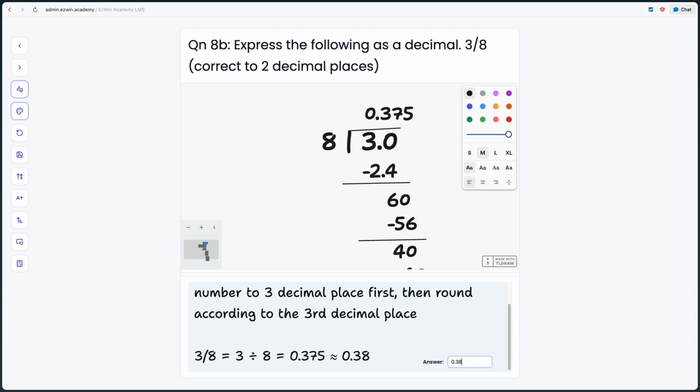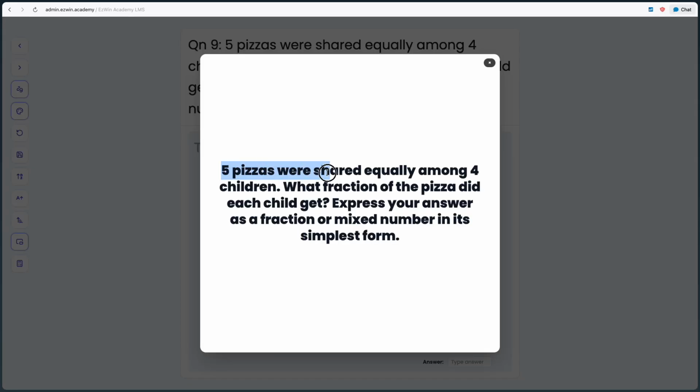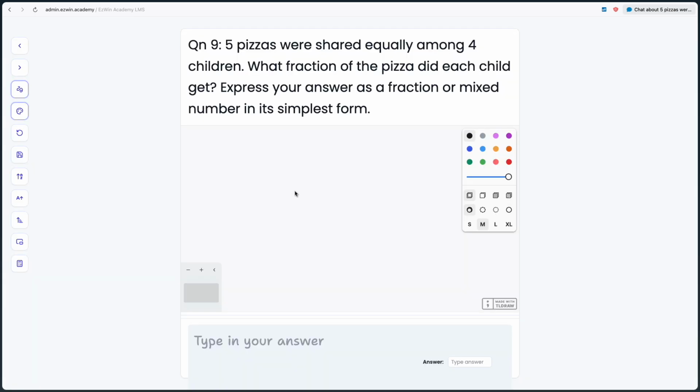All right, let's move on to the next question. Question 9. 5 pizzas were shared equally among 4 children. What fraction of the pizza did each child get? Express your answer as a fraction or mixed number in its simplest form. So in this case, we have 5, so it's basically 5 divided by 4. Essentially, it's 1 1/4.